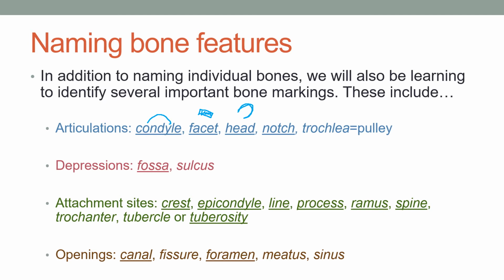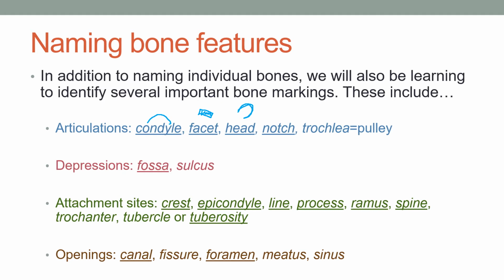Sometimes the condyles and facets and things have special names. For example, one of the condyles of the ulna is called the trochlea because it looks like a pulley instead of just calling it the medial condyle. That's frustrating, but that's anatomy.